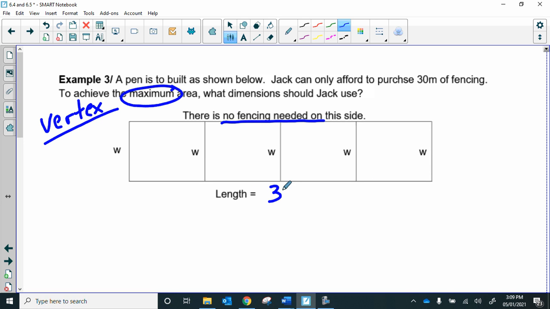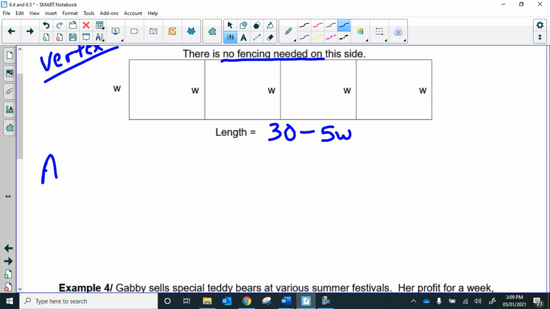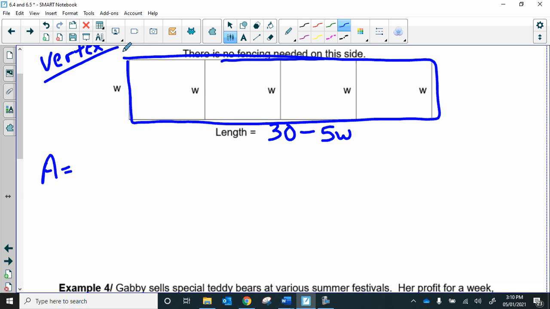So to find the length, I'm going to take my 30, which is my perimeter of fencing. I'm going to subtract the 5 widths. Whatever I have left over, that'll be how long this pen is. Because I'm finding the maximum area, we are going to use the area formula. And the area of this is just a rectangle. It's just the length times width. So my area is going to be length times width, which is 30 minus 5W. And the width is just W. So that's going to find the area of the whole thing.